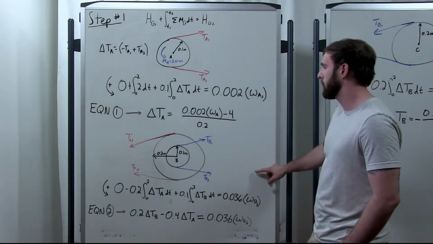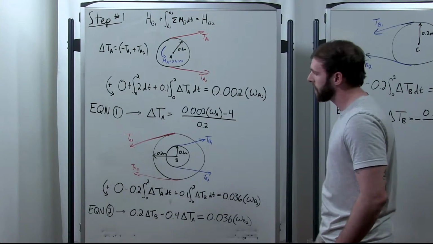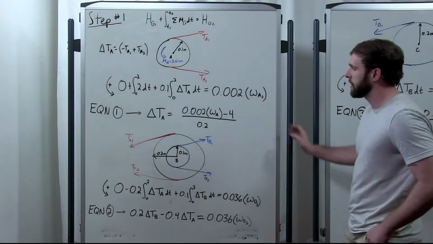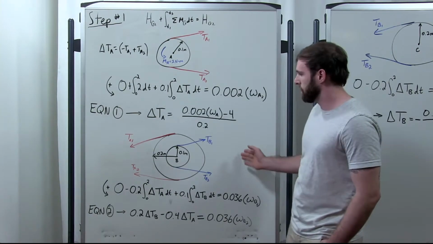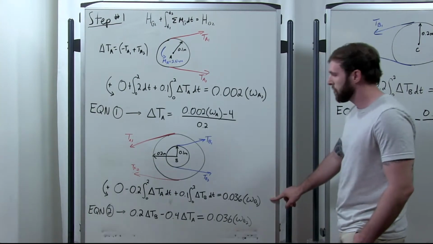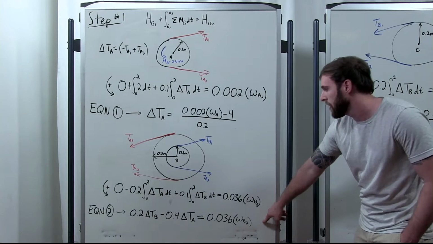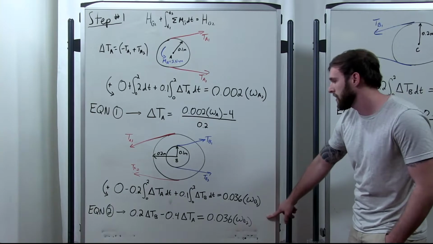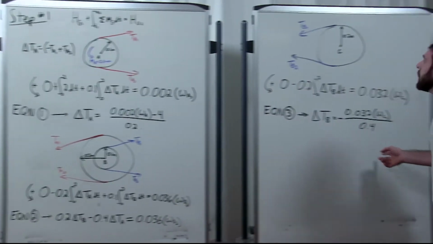Moving on to pulley B, we have our free body diagram here. Again, the same thing, we took all of our known information, plugged it into our impulse momentum equation, and that gave us equation 2 with our 3 unknowns, TB and TA, and angular velocity of B.